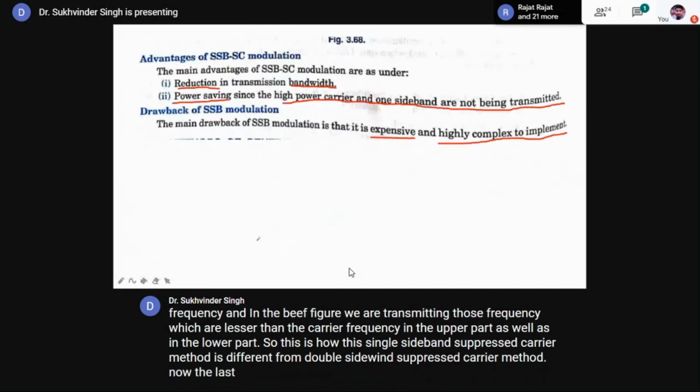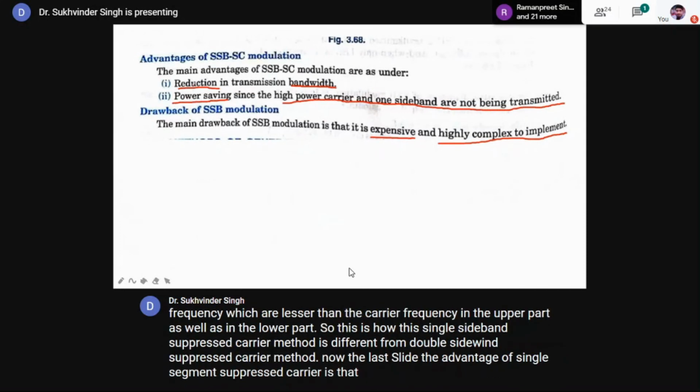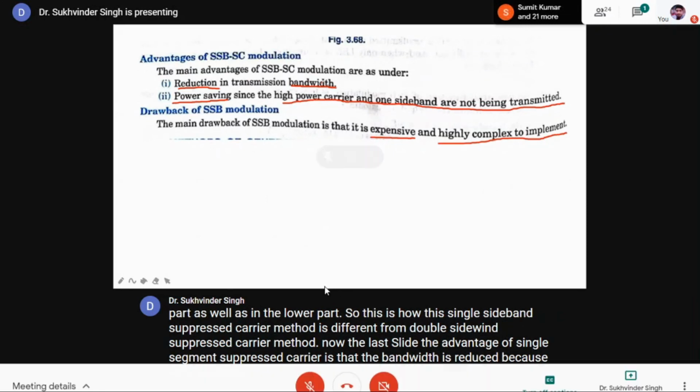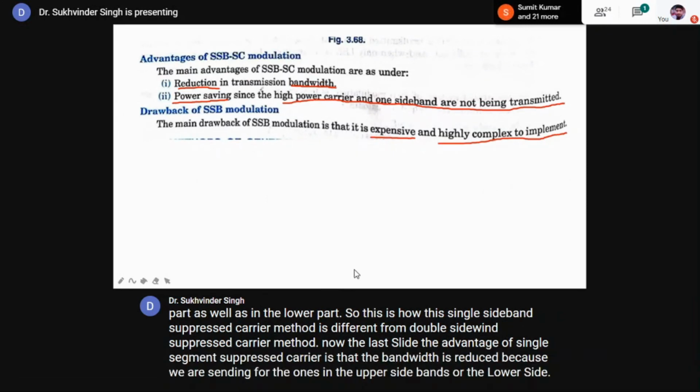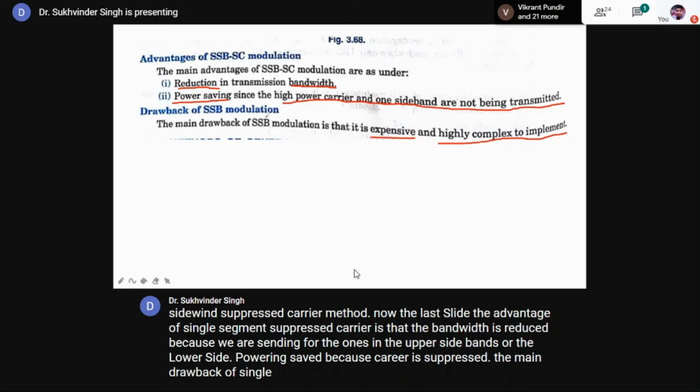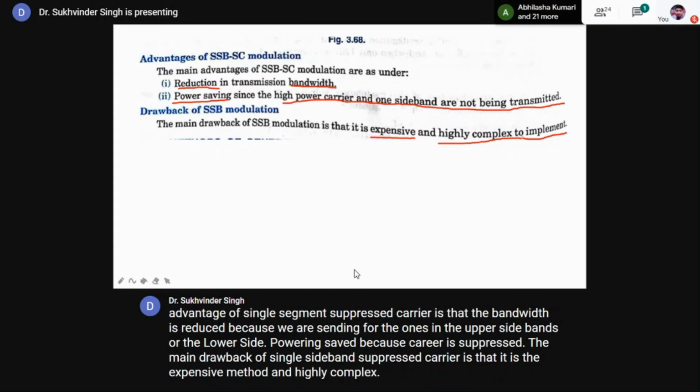Now the last slide. The advantage of single sideband suppressed carrier is that the bandwidth is reduced because we are sending information only once, in the upper sideband or the lower sideband. Power is saved because the carrier is suppressed. The main drawback of single sideband suppressed carrier is that it is an expensive method and highly complex to implement. Why is it highly complex?